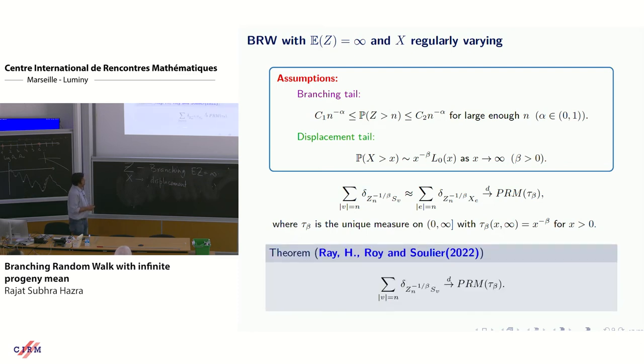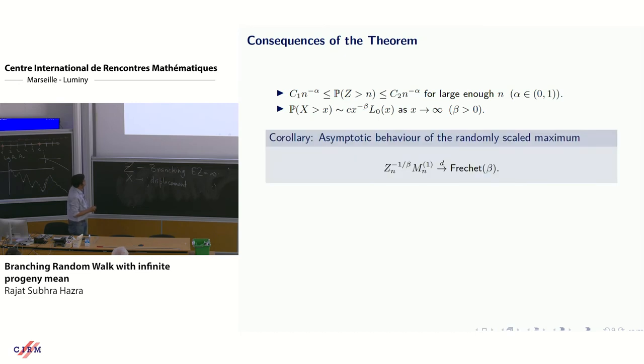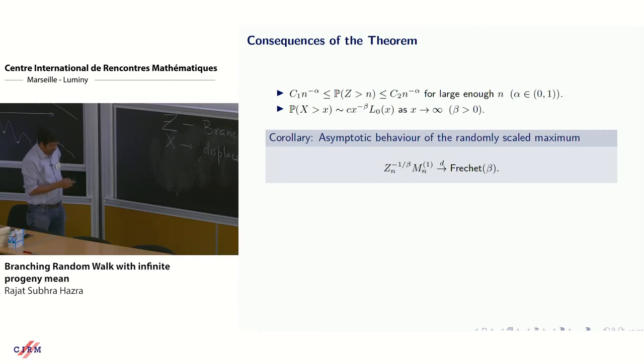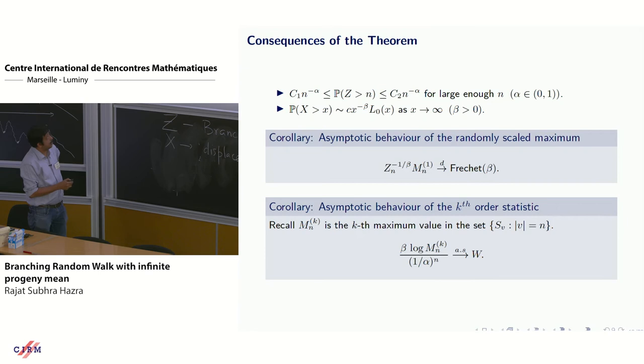So this is the final result, which says that the point process, if you scale it by a random scaling, Zn to the power 1 by beta, then it converges to a Poisson random measure tau beta. One question can be: can you do it with a deterministic scaling? Not in this case; I don't think we can make a deterministic scaling here. Some consequences: the maximum after random scaling converges to the Fréchet distribution. And if you take a log of the maximum or the kth maximum, and scale this with 1 by alpha power n, then it converges almost surely to this W.